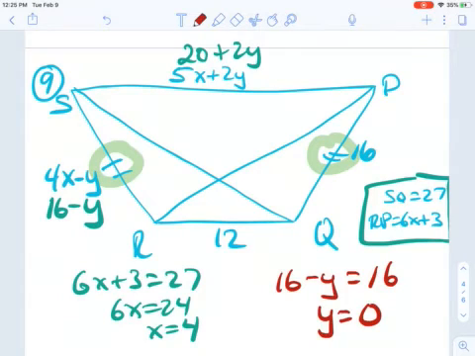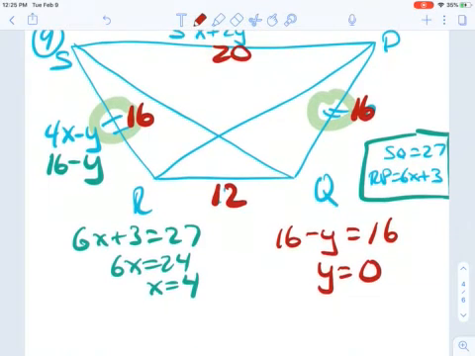So then I get that 16 are on the left and the right sides, 12 is on the bottom, and when I plug in y up top, I get 20. So I can find out that my perimeter is 64.